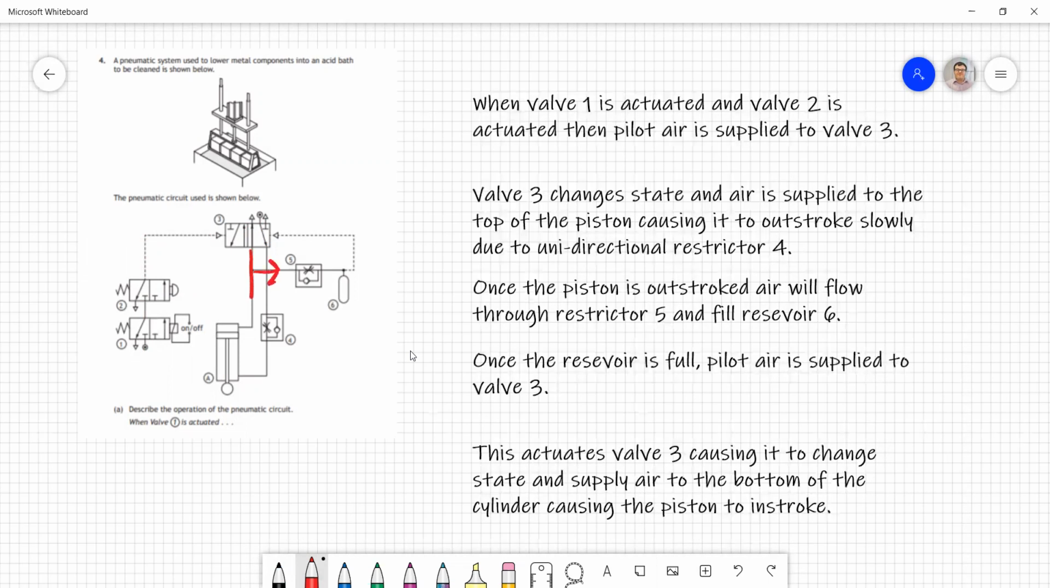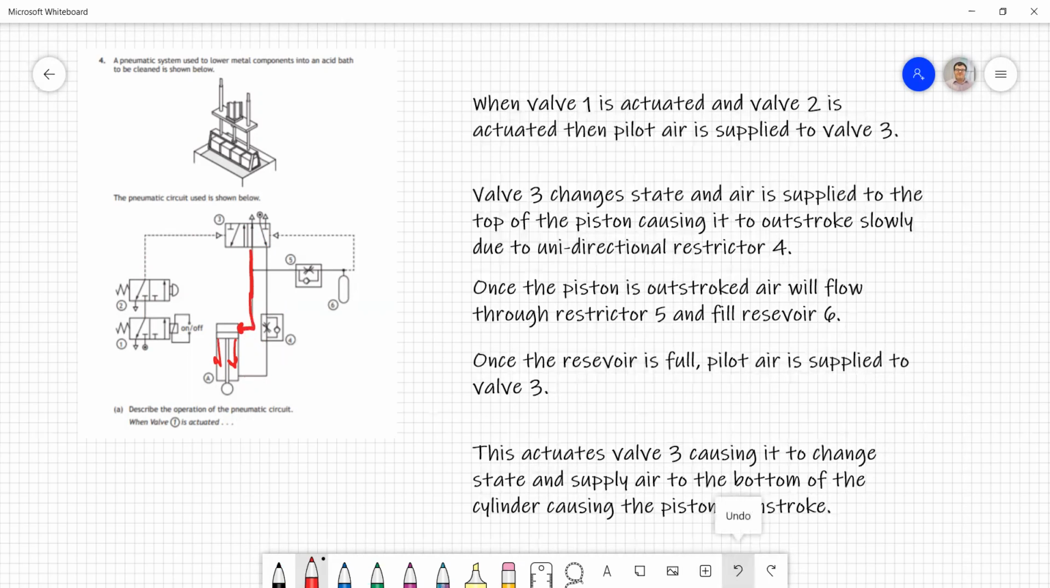It won't flow this way yet. It's not going to flow to the right yet because of the restrictor in place. It's going to go the path of least resistance and come up to this cylinder here, causing this piston to outstroke. And it will outstroke slowly because as air exits, it's getting slowed down through valve 4. So full speed air is coming in the bottom of the piston, but it can only outstroke slowly because the air that's currently inside it is slowed down through valve 4. And the piston will continue to fully outstroke until it's all the way out.